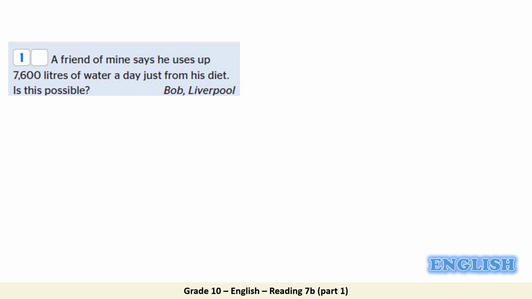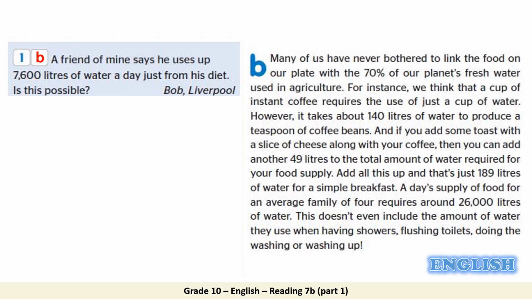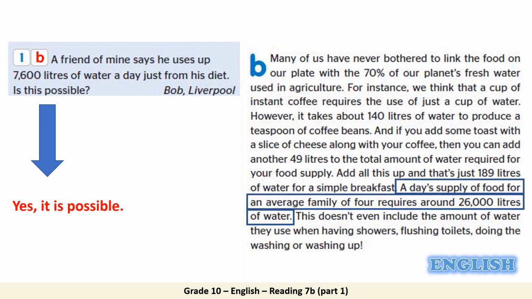Okay, so in which text did you find the answer? Very good, so that was in text B. And can you answer the question, is this possible? All right. Yes, it is possible. Can you justify from the text? Excellent. So here we have a day's supply of food for an average family of 4 requires around 26,000 liters of water. So that's possible for what Bob has said. A friend of mine says he uses up 7,600 liters of water for his own diet.